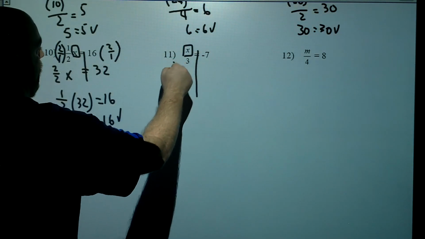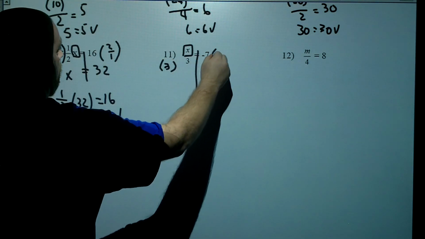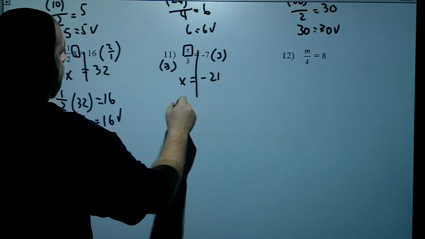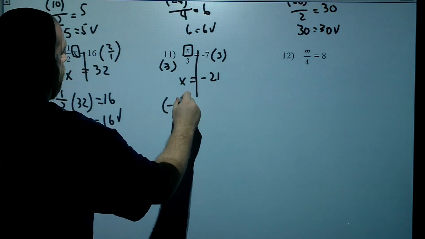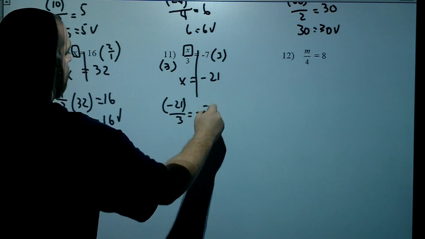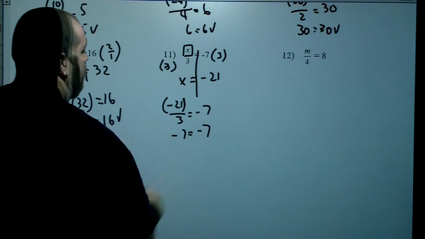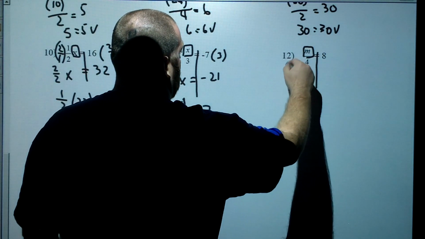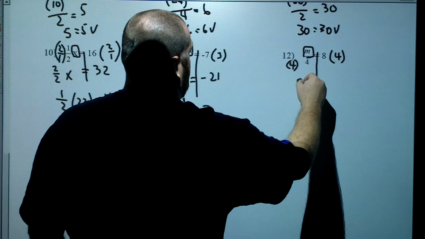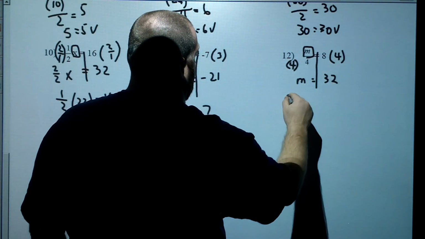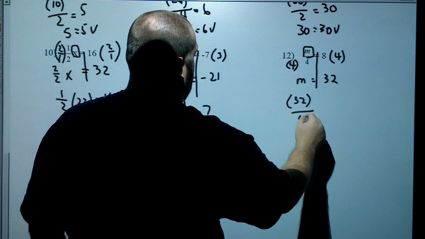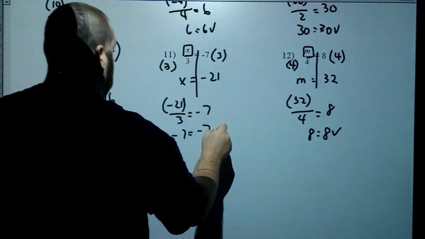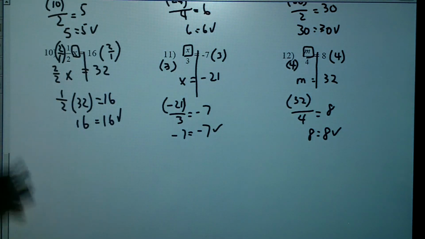Number 11, I'm going to multiply by 3 this time. So negative 7 times 3 is negative 21. To check it, negative 21 divided by 3 is negative 7, and that is true because the signs are different. And the last one, we're going to multiply by 4. So I get 32. 32 over 4 is 8, which is true. So if you notice, when you check your answer, it shows you that you're always going to be right.